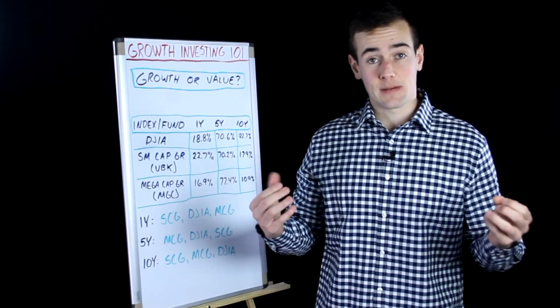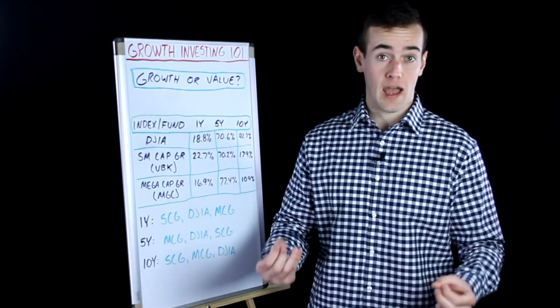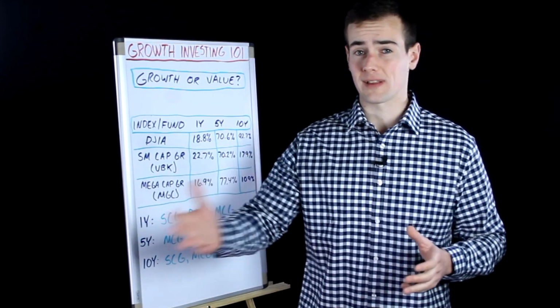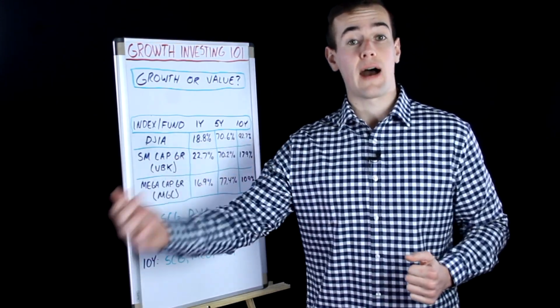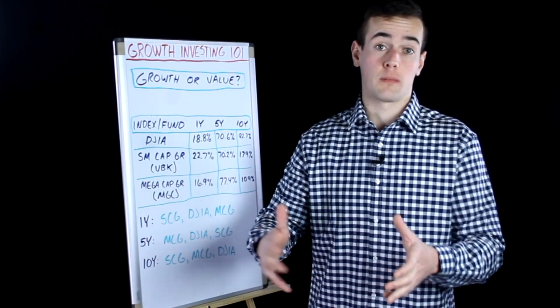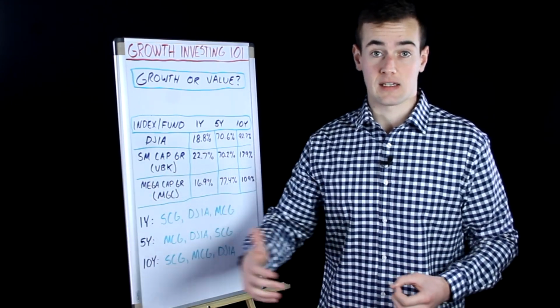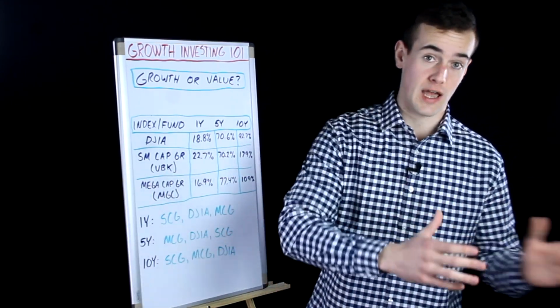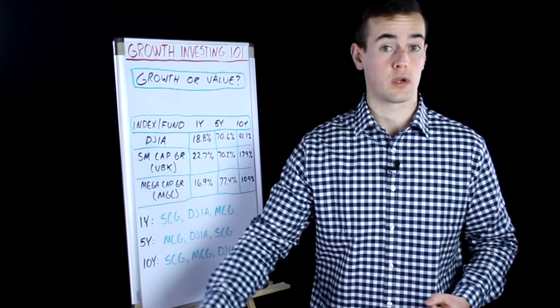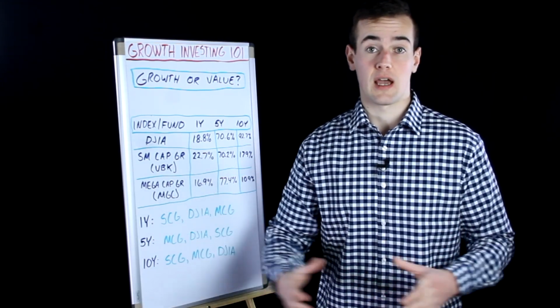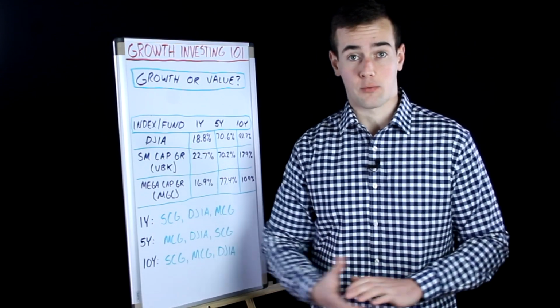At the end of the day, as I'm sure you can imagine, the best strategy looking at numbers like this is to own a little bit of everything. Have a little bit of value side to your portfolio with some large cap blue chip stocks, and then maybe have some mega cap growth stocks in there. You're talking stocks like Facebook, Google, Amazon, and also have some small cap growth in there as well.